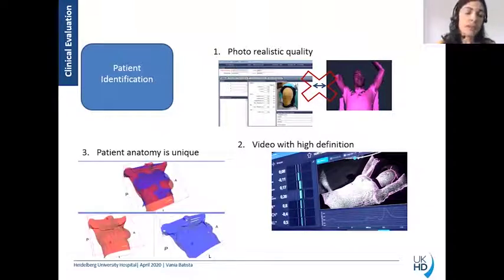Also, a point that was always something that we had in our workflow is that each patient anatomy is unique. That means that it's quite difficult to match a breast of one patient with the breast of another patient. So it's also a kind of patient identification tool without costing extra dose.